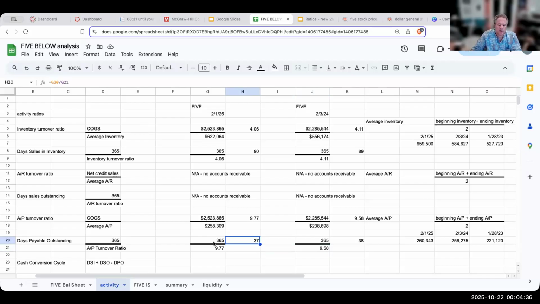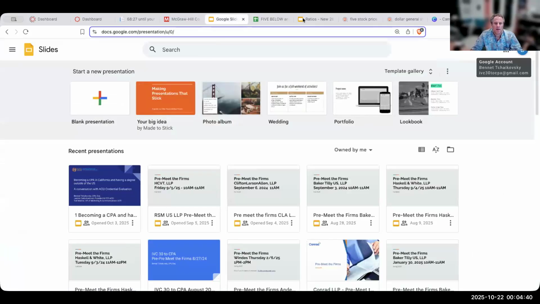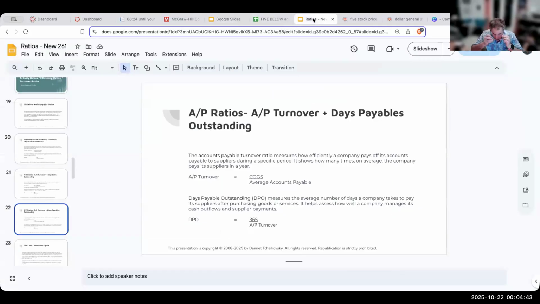So again, you're taking 365, dividing it by 9.77. And as we can see over here, it's measuring the number of days the company takes to pay its suppliers after purchasing their goods or services. And it can also help assess how well we're doing with our cash outflows.